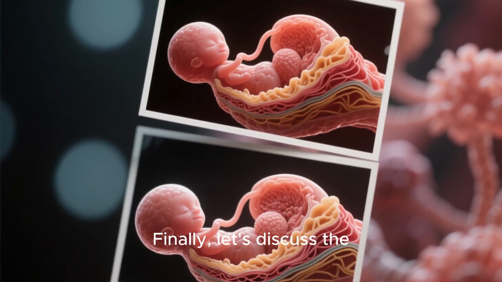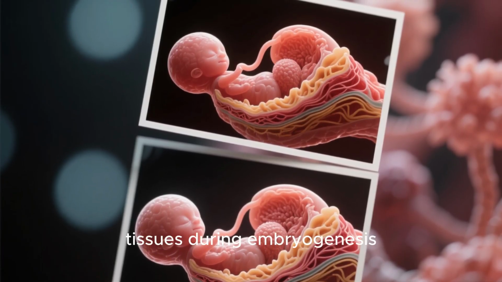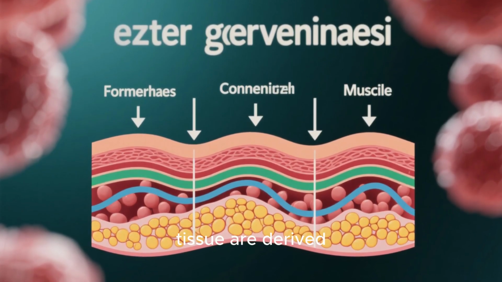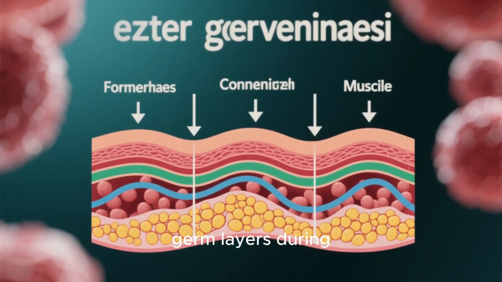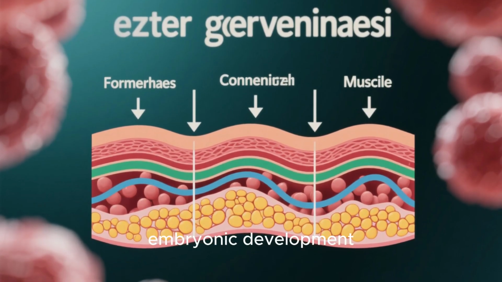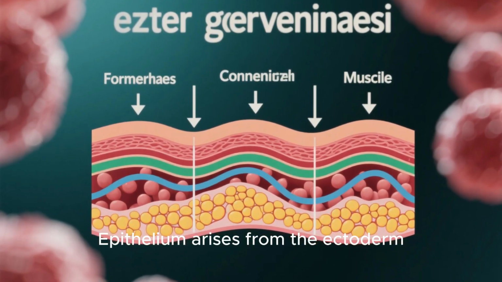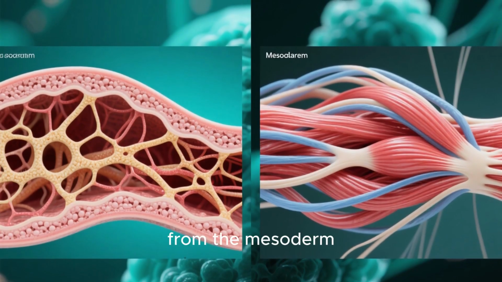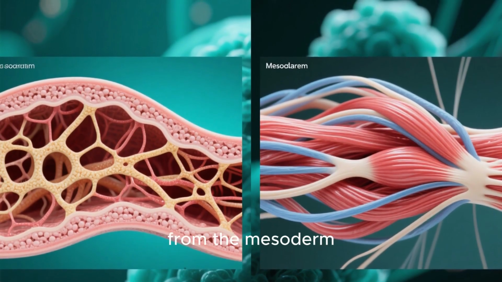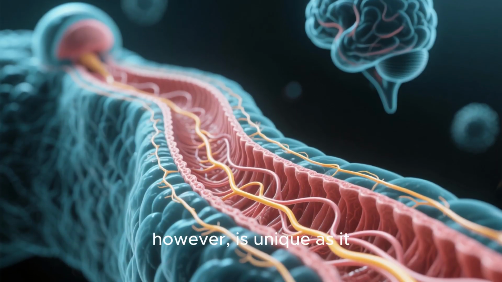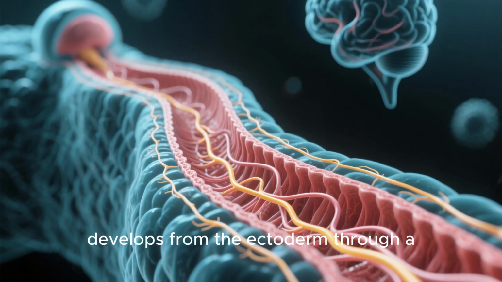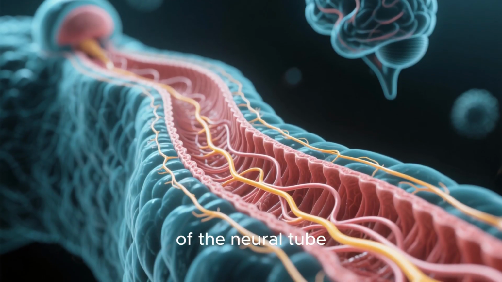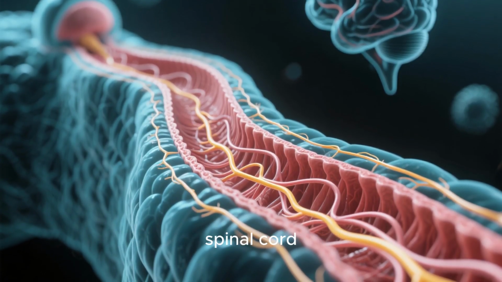Finally, let's discuss the development of these tissues during embryogenesis. Epithelial tissue, connective tissue, and muscle tissue are derived from the three primary germ layers during embryonic development. Epithelium arises from the ectoderm, endoderm, and mesoderm. Connective tissue develops from the mesoderm, and muscle tissue develops from the mesoderm. Nervous tissue, however, is unique as it develops from the ectoderm through a process called neurulation, resulting in the formation of the neural tube, which gives rise to the brain and spinal cord.